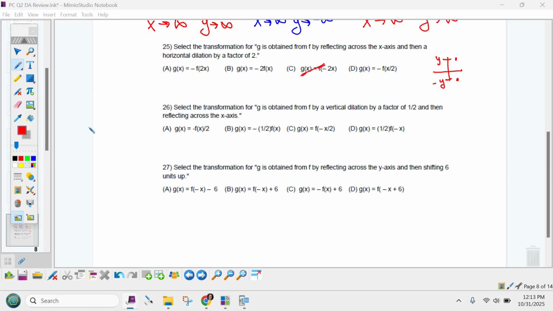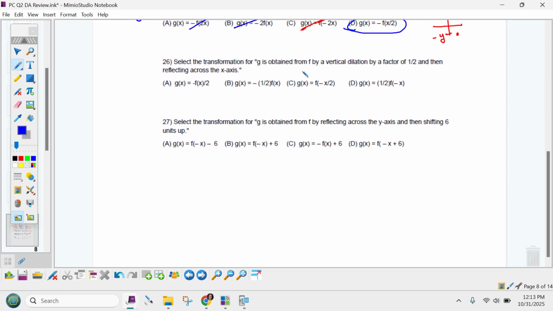Then a horizontal dilation. Horizontal is on X, so that's not B, of 2. And everything with horizontal, the way I like to think of it is it's opposite of your common sense. So to the right would be X minus a number. To the left is X plus a number. So for a dilation, I didn't mean to cross that out. I meant to underline it. For a dilation, the coefficient or the multiplying value is the reciprocal. So I'm going to look for the 1/2. That's not A, that's a 2. So the answer must be D.